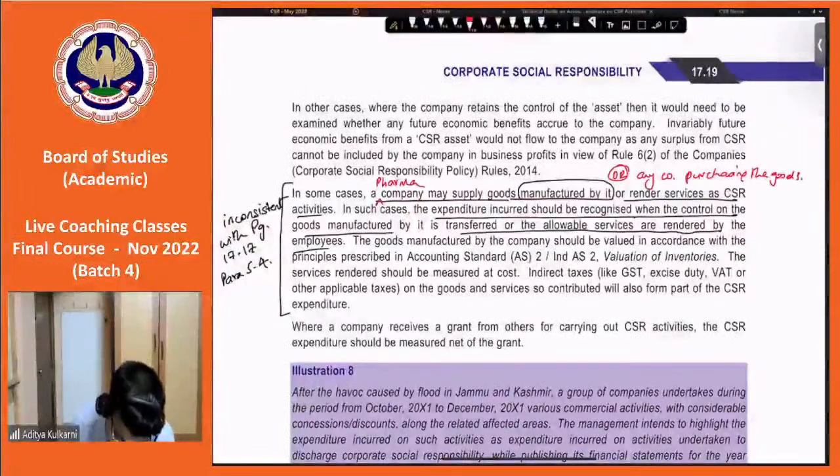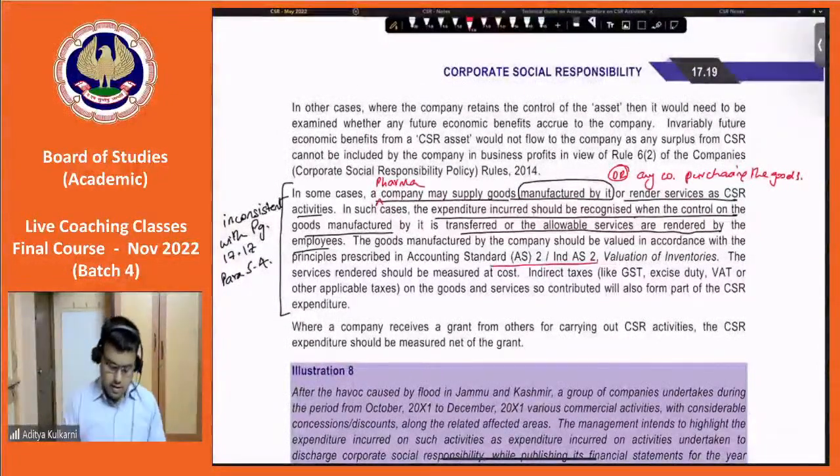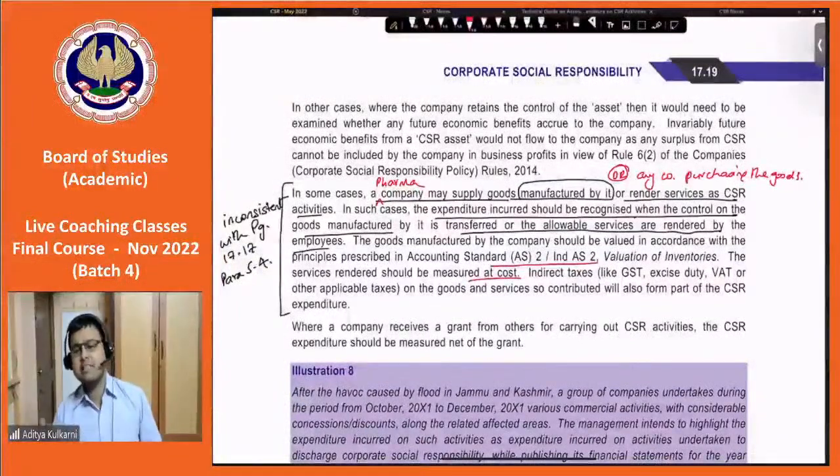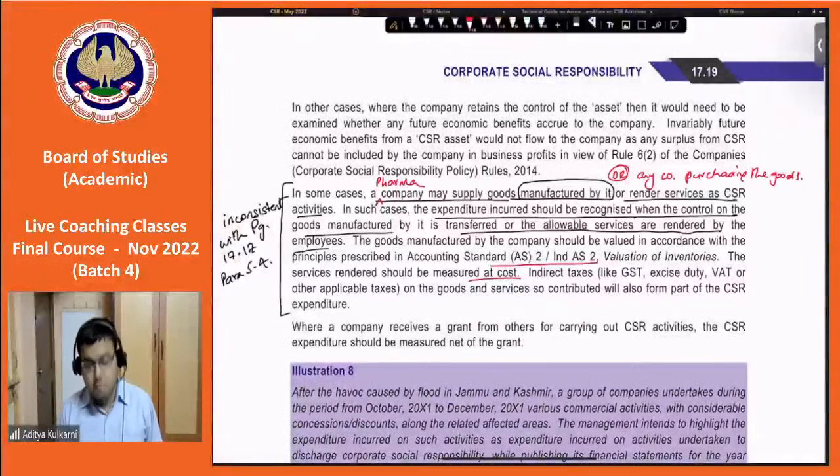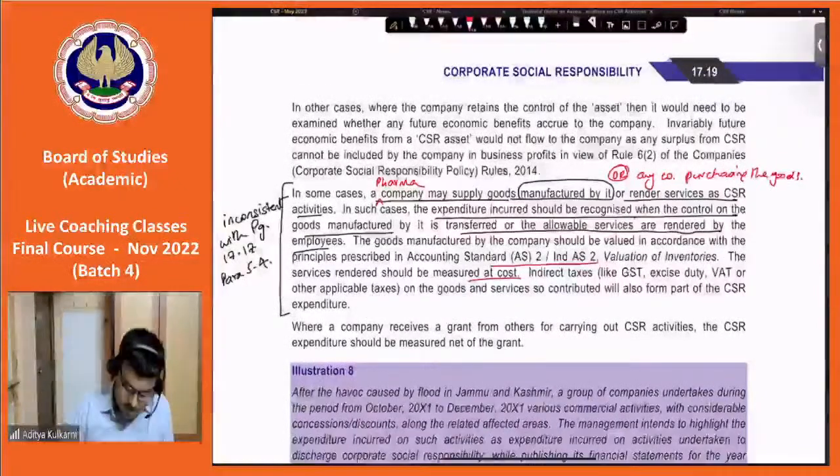What they have said, the goods should be valued in accordance with Ind AS 2. The services rendered should be at cost. Acha, the next important part is, can I claim input tax credit? GST input tax credit, can I claim it? Answer is no, you cannot. GST is allowed as an input only for furtherance of business. It should be related to your business activity. It should be goods or services which are used for the purposes of an output supply which is taxable. Now, when you are manufacturing or buying the goods for CSR activities, your outward supply is not taxable, and therefore in this case you cannot avail input tax credit under GST.